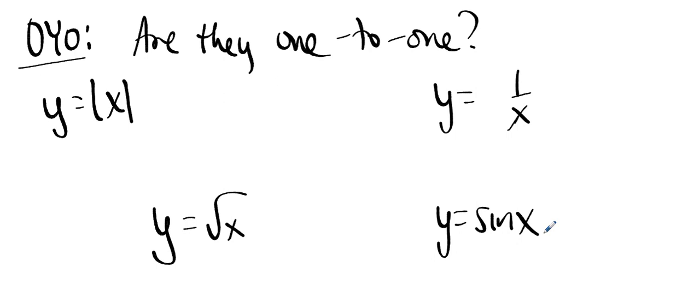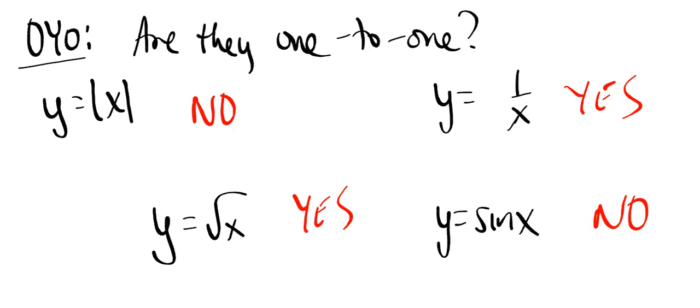Are they one-to-one? Hit the pause button, draw 4 quick graphs, and convince yourself that they are or are not one-to-one. Ready, go. No, really, hit the pause button. Really, hit the pause button. See, you waited too long. You waited too long. There are your 4 answers.